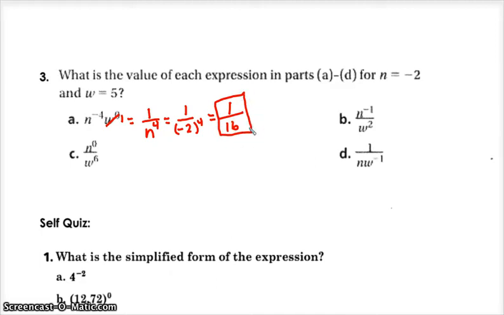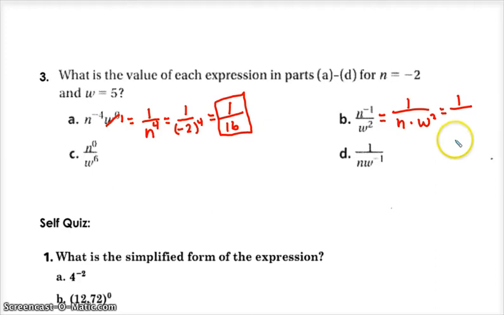Alright, looking at B, I've got a negative exponent in the numerator, so that needs to get moved to the denominator. I'm left with 1 as the placeholder up top, so I have n to the first times w squared on the bottom.